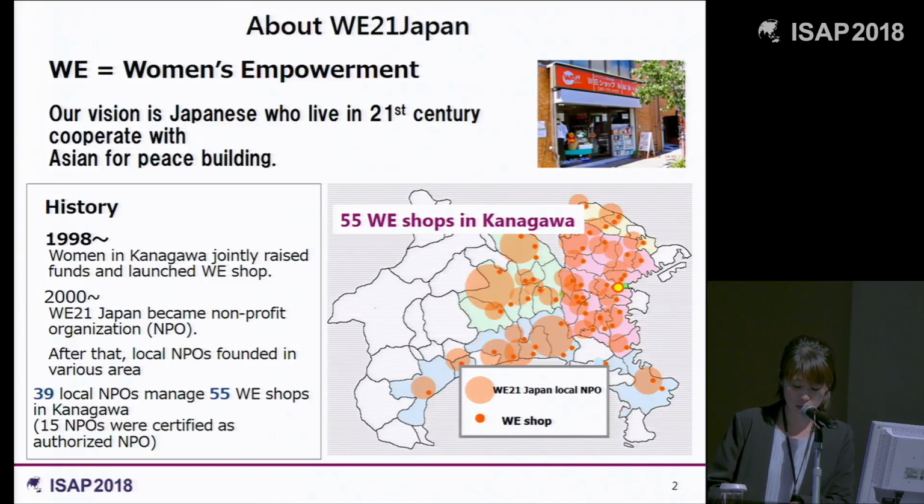This is not a shop that purchases or procures goods. It sells donated goods from the citizens, using the money to support overseas people in need. We have established this as an NPO, and 39 local NPOs manage 55 We Shops in Kanagawa. It has now spread across the prefecture of Kanagawa, and the members in each region independently acquire the status of NPOs, and we all share the mission to proceed with our activities.